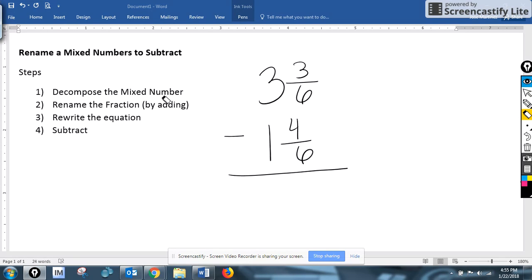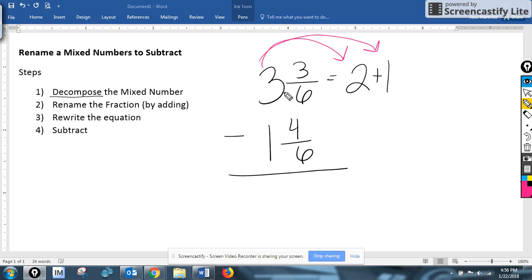Step number 1, decompose the mixed number. The mixed number I'm talking about is 3 and 3 over 6. I need to turn this into the same value, but a different name so that I can subtract. And how I'm going to do that is by decomposing first the whole number. 3 can be made by adding 2 plus 1, right? So 3 can be decomposed as 2 plus 1.